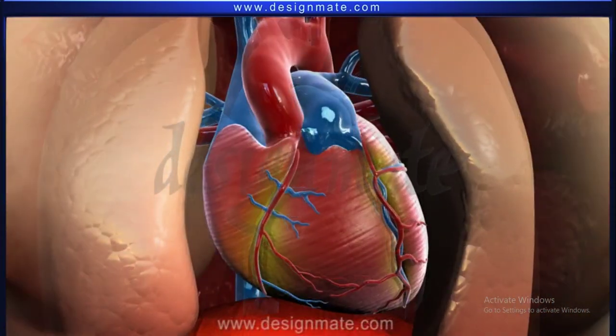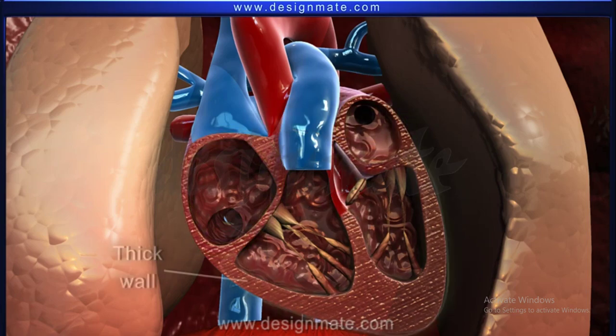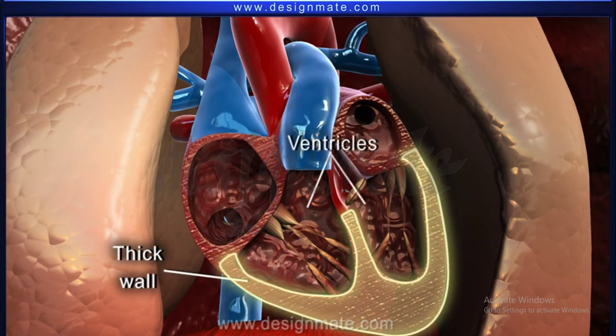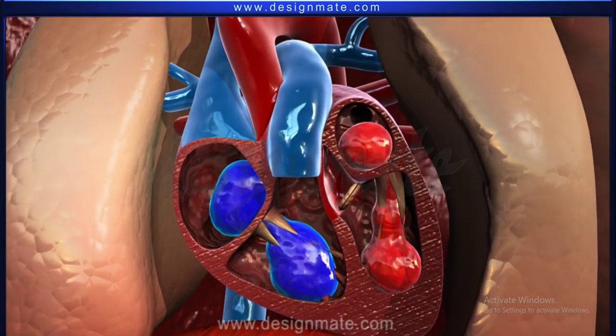If we see the internal view of the heart, we see two upper thin-walled atria and two lower thick-walled ventricles. The right and left atria pump the blood into the right and left ventricles respectively.